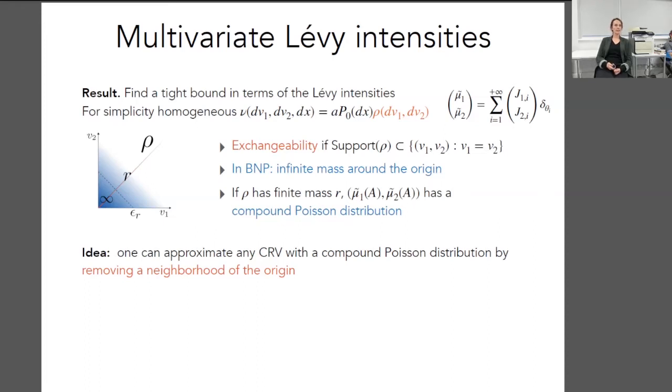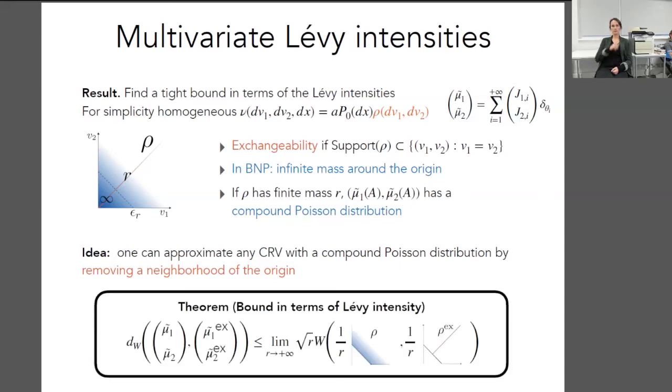And so by performing this compound Poisson approximation of our completely random vectors, we were able to find this very general bound of the Wasserstein distance between completely random vectors with a quantity that only depends in an explicit way on the Lévy intensities of the completely random vectors.